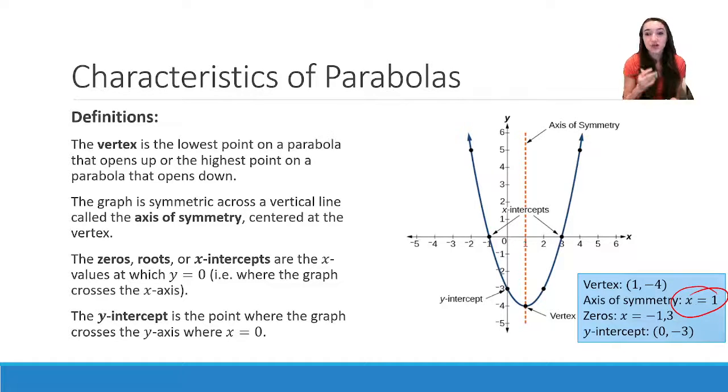Then for the zeros, I actually have options here. I can state them how I did for the y-intercept, 0, -3, or I could state them as x equals this value. So there's options depending on how the question is asked, and I'll usually interpret what you mean by it, but our zeros are at x equals -1 and 3, or we can say our y-intercept is the point 0, -3. So however you want to state that is okay. But the axis of symmetry and the vertex have to be stated as they are.